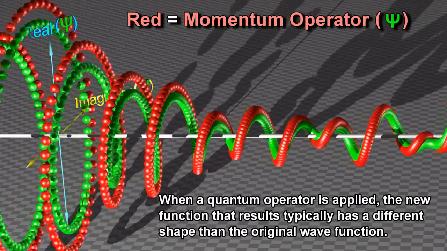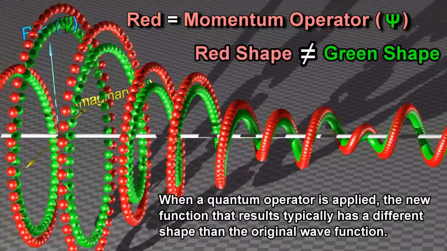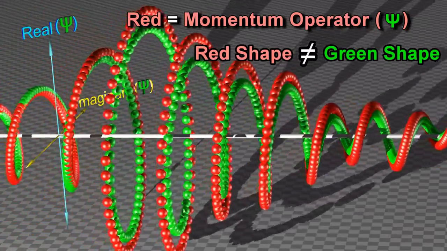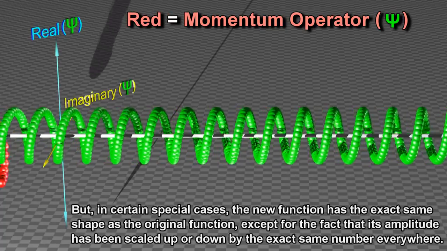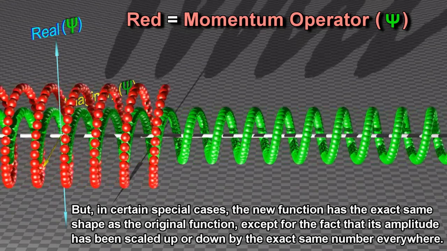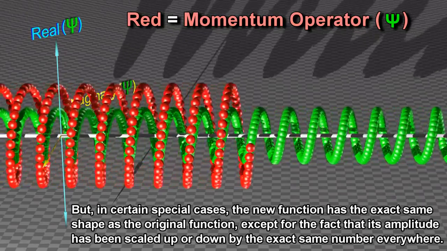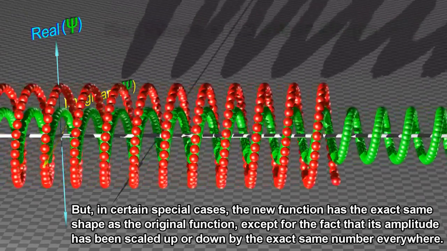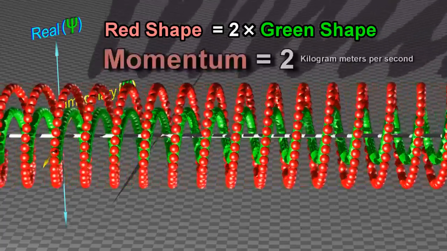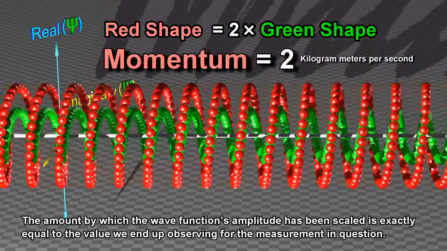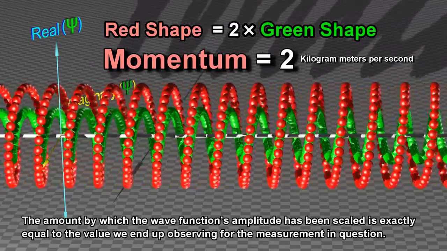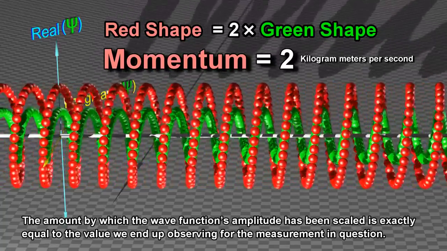When a quantum operator is applied, the new function that results typically has a different shape than the original wave function. But in certain special cases, the new function has the exact same shape as the original function, except for the fact that its amplitude has been scaled up or down by the exact same number everywhere. The amount by which the wave function's amplitude has been scaled is exactly equal to the value we end up observing for the measurement in question.